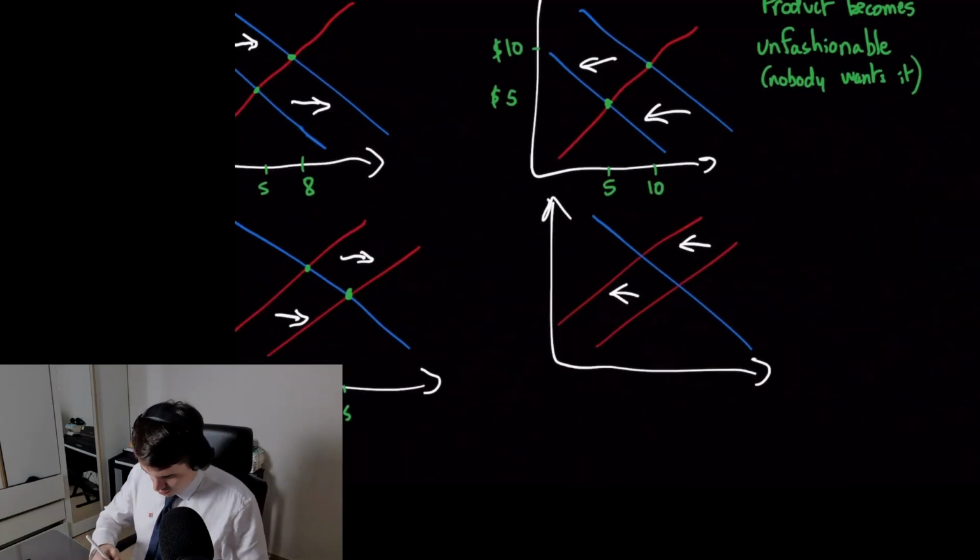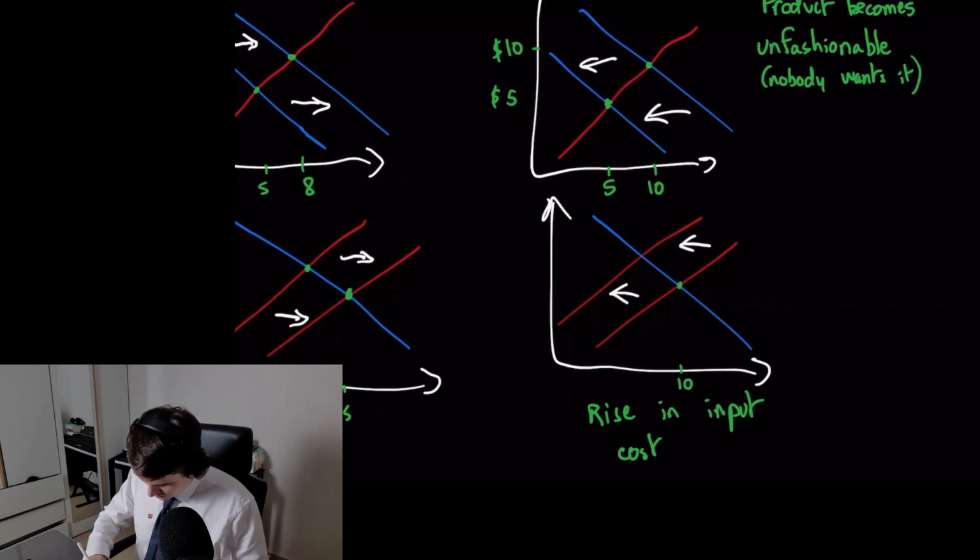Last one, rise in input cost, materials. So this was before 10 with a price of $10. Now, because it costs more to make, we only make 5, and we sell it for higher, $15. Okay?